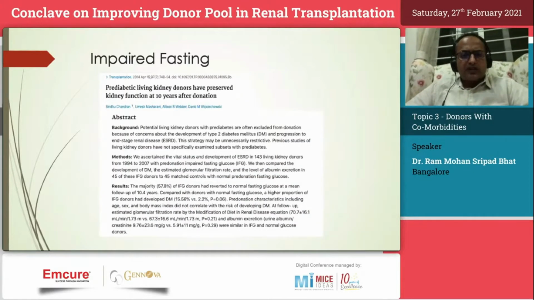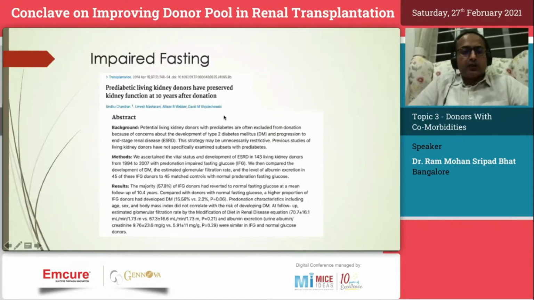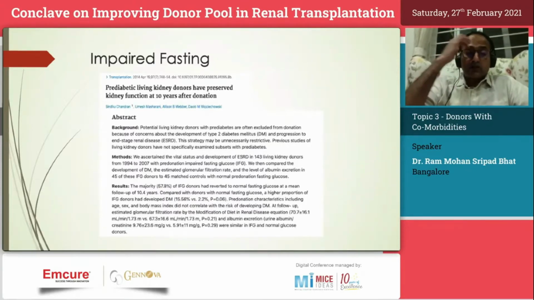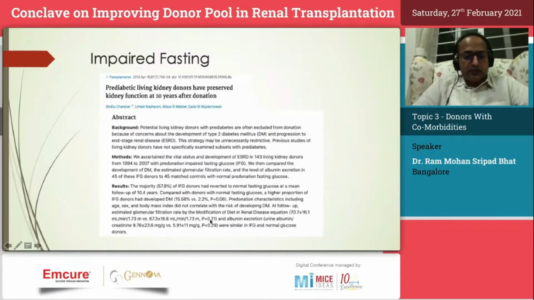There's this study which most people quote, which looked at what happens if people who have got impaired fasting donate. So it's about 143 living kidney donors who received kidney from donors who had impaired fasting. They were followed up for a mean of about 10.4 years, and it was found that be it the renal function or proteinuria, both of them were similar at the end of 10 years, at the end of the first decade after donation. There was higher risk of the ones with impaired fasting going on to develop diabetes.